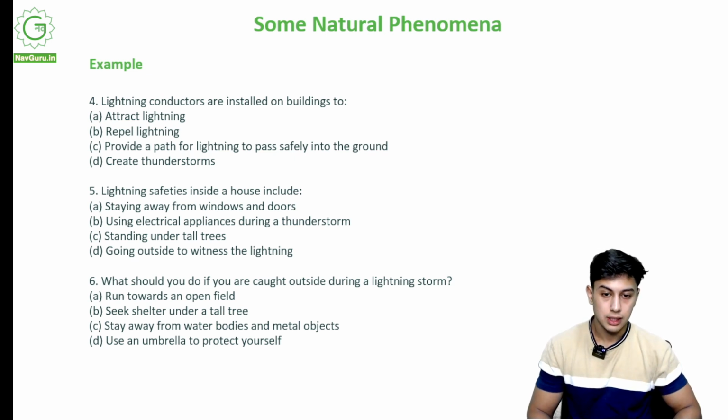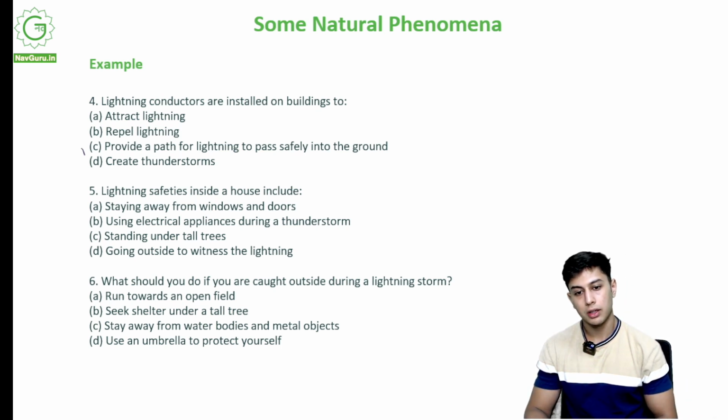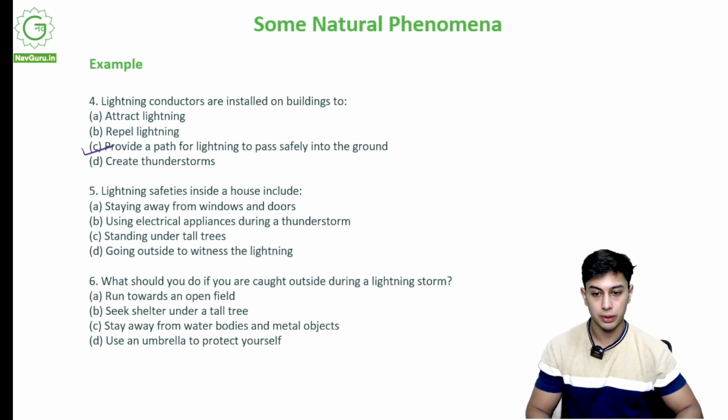Lightning conductors are installed on buildings to what? Attract lightning, repel lightning, provide a safe path for lightning to pass safely into the ground, create thunderstorms. So lightning conductors are used to provide a safe path for lightning to go safely into the ground.